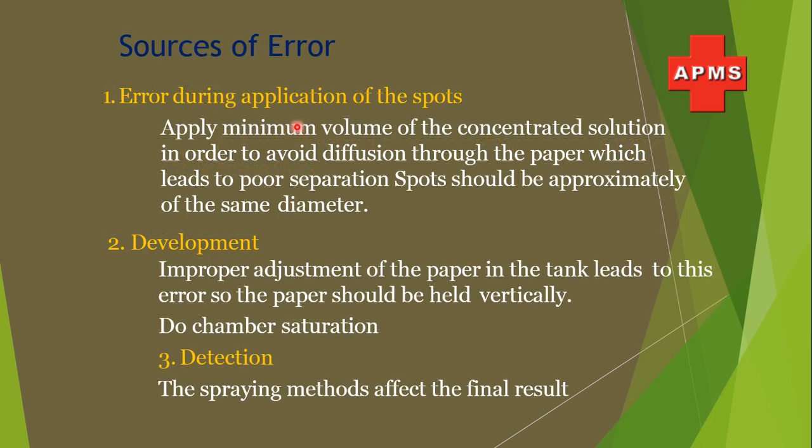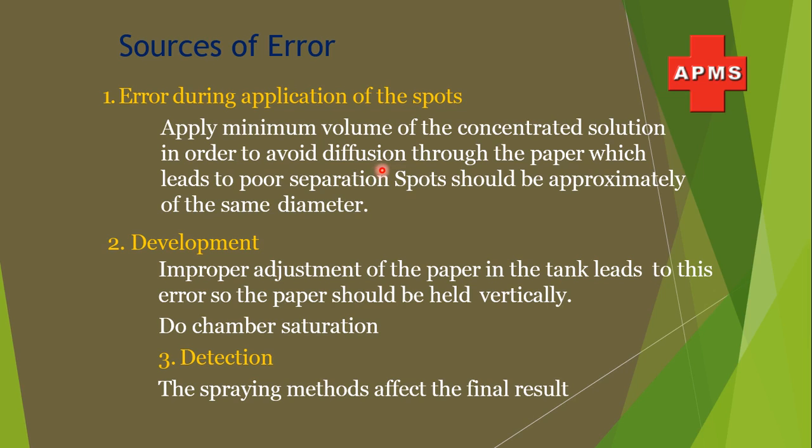Sources of error during application of the spots. We have to very carefully apply the sample on the filter paper. Generally a very low amount of sample will be applied on the filter paper. So what we do is apply a minimum volume of the concentrated solution in order to avoid diffusion. If we apply a high amount of sample on the filter paper, then during the experiment when the sample dissolves in the mobile phase, it may spread over the filter paper due to diffusion.